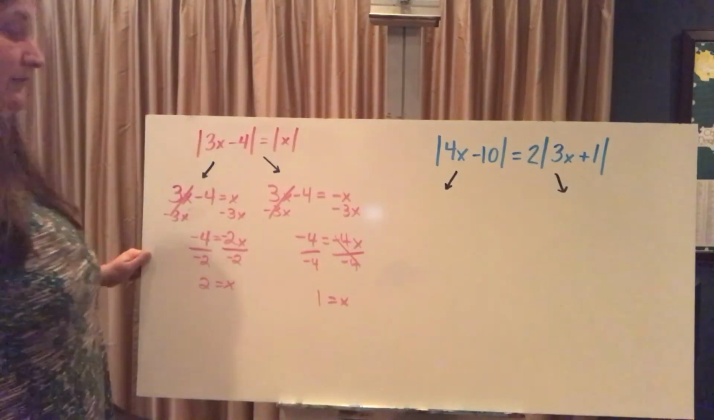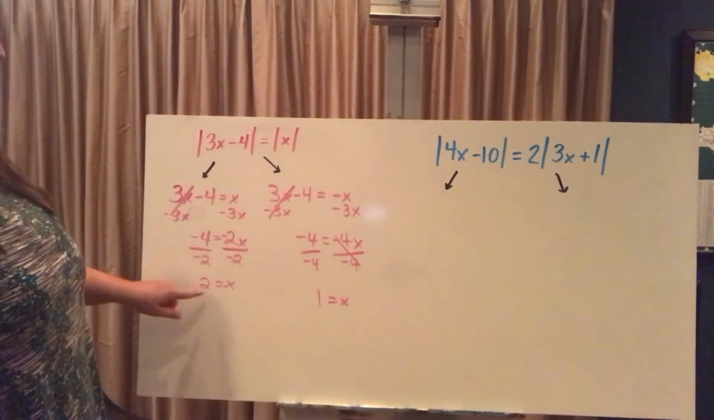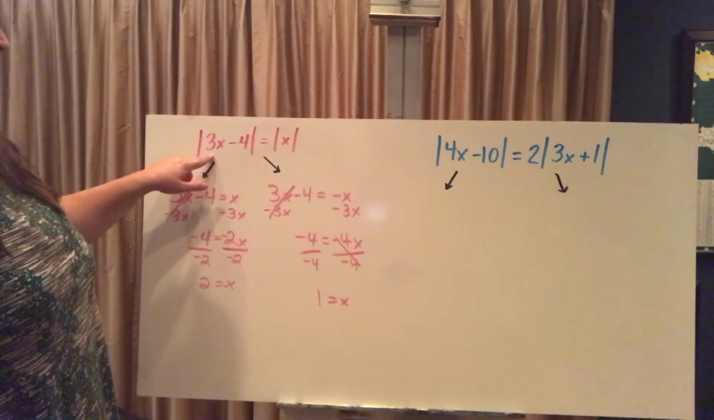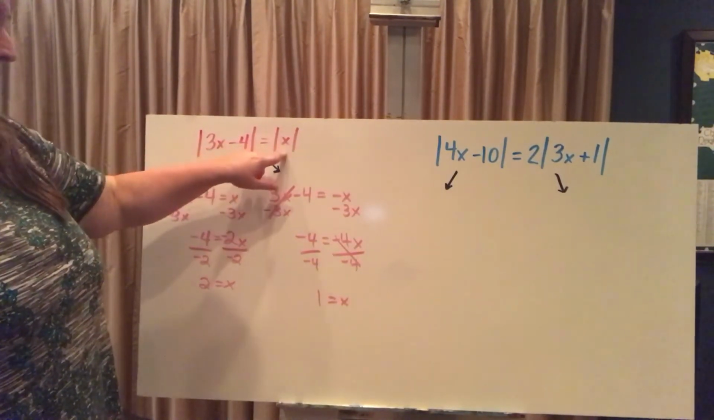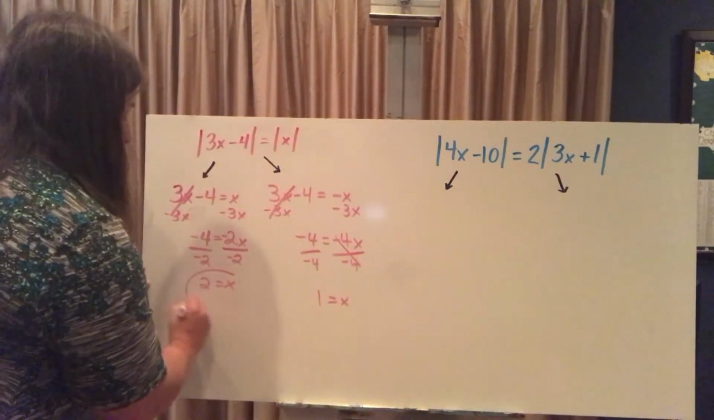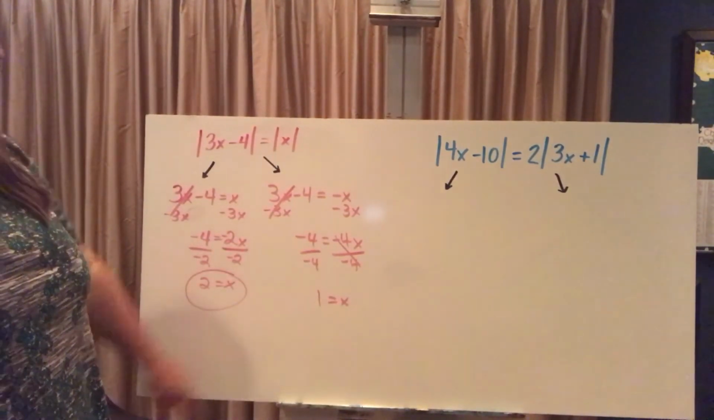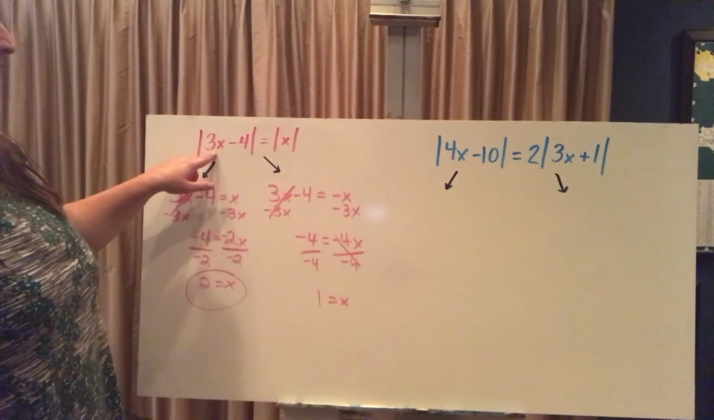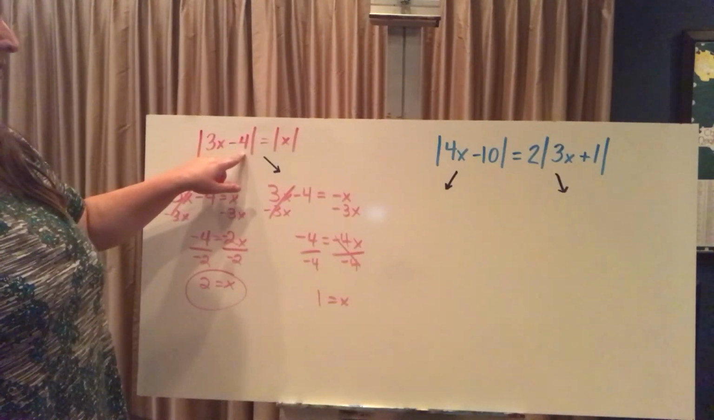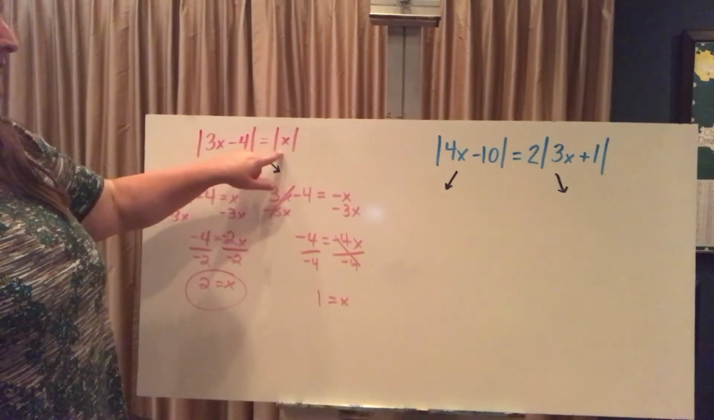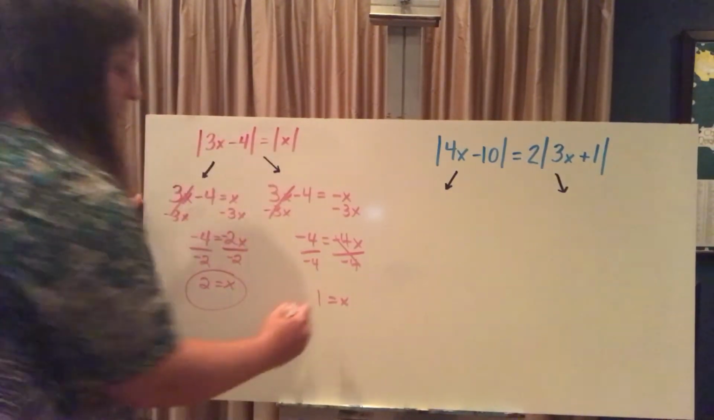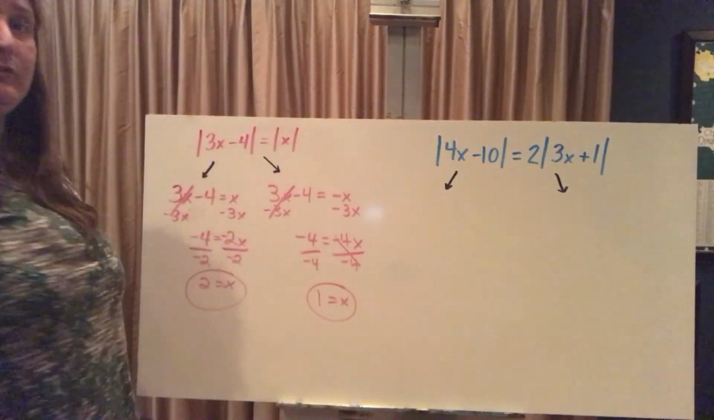So we're going to test out these solutions. First, let's test 2. 3 times 2 is 6, minus 4 is 2, which is equal to the absolute value of 2. That one works. Now let's test 1. 3 times 1 is 3, minus 4 is negative 1, but the absolute value of negative 1 is 1, which equals the absolute value of 1. So we have 2 solutions.